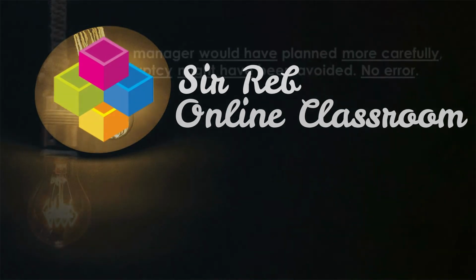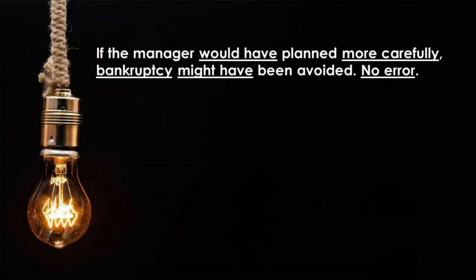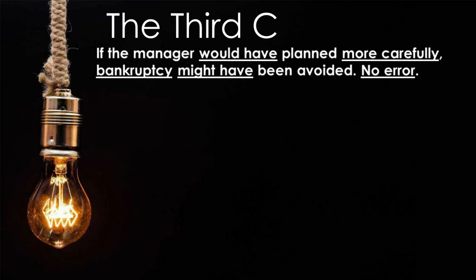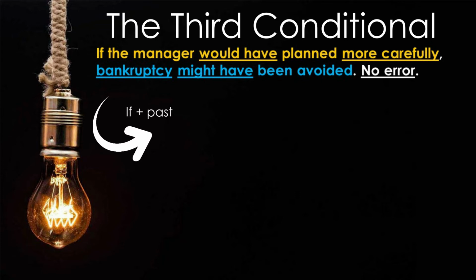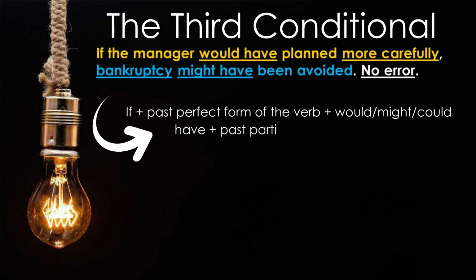To continue, the question is an example of a third conditional sentence. The first part of the sentence, if the manager would have planned more carefully, didn't happen. So, there is no possibility of the second part of the sentence happening. The manager did not plan more carefully, so bankruptcy happened, and there is nothing the manager can do about it now. In third conditional sentence, it follows the format if plus past perfect form of the verb plus would or might or could have plus past participle form of the verb.